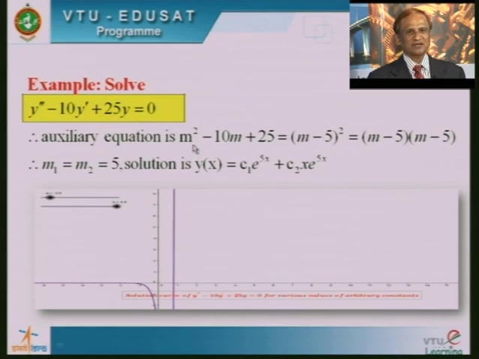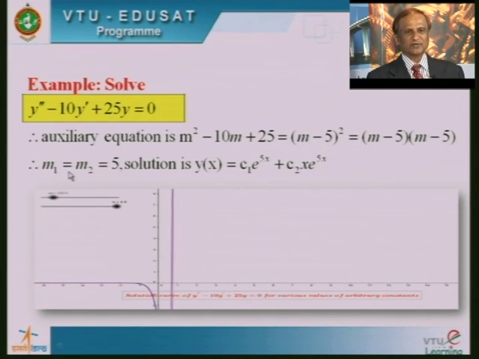What is the auxiliary equation? m square minus 10m plus 25. The same thing can be written as (m minus 5) whole square, because if you expand, you will get the same terms. It is just like x square, which can be written as x into x. It means (m minus 5)(m minus 5). That implies m minus 5 is equal to 0 or m minus 5 is equal to 0. That implies m is equal to 5, m is equal to 5.